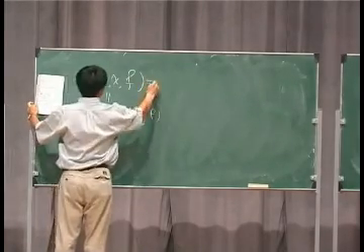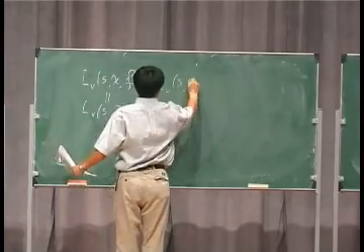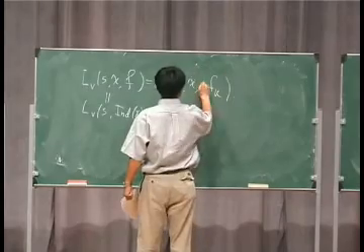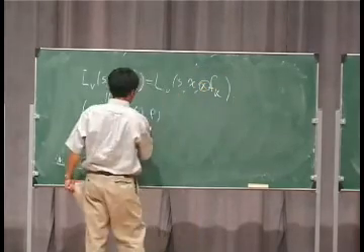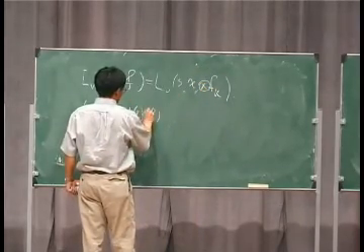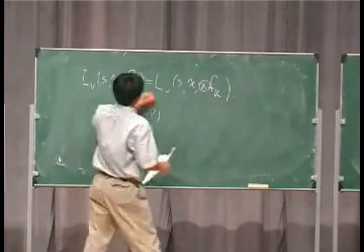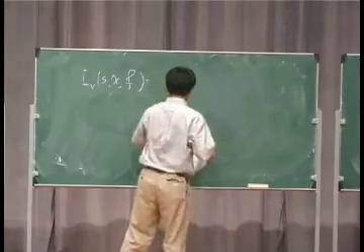Of course, this is also equal to L_v(s, chi). You basically change your field to K. So this is a tensor product. This is also a tensor product. Let me try to define this thing.